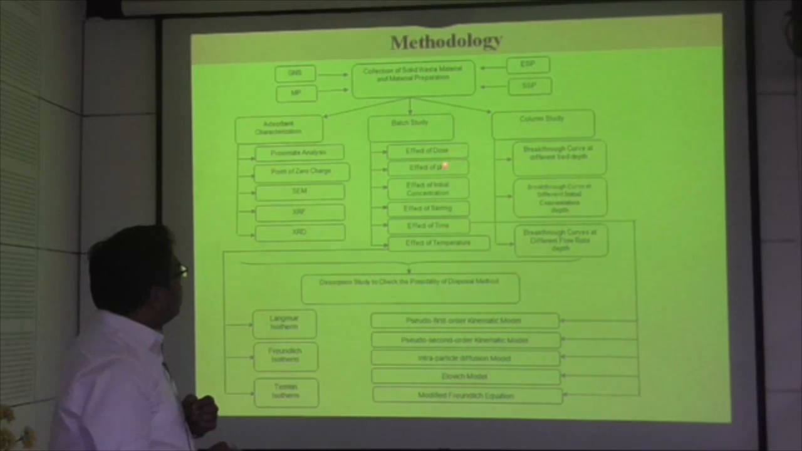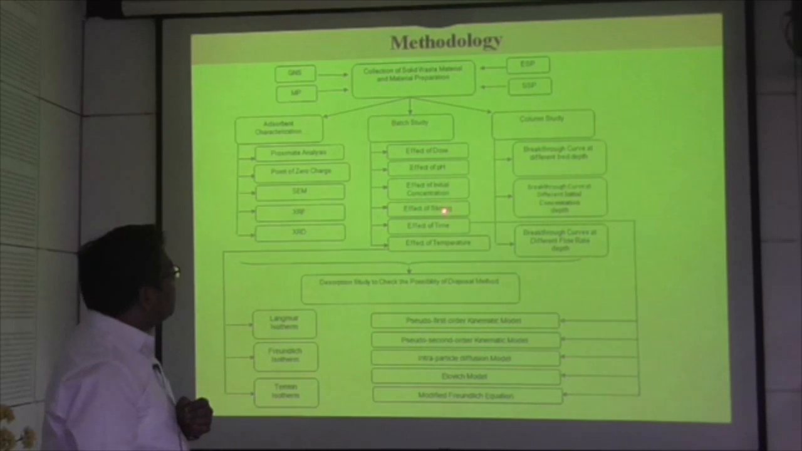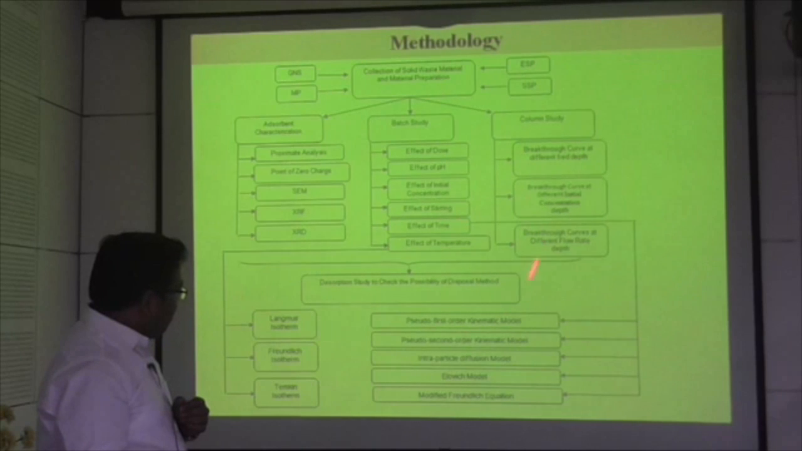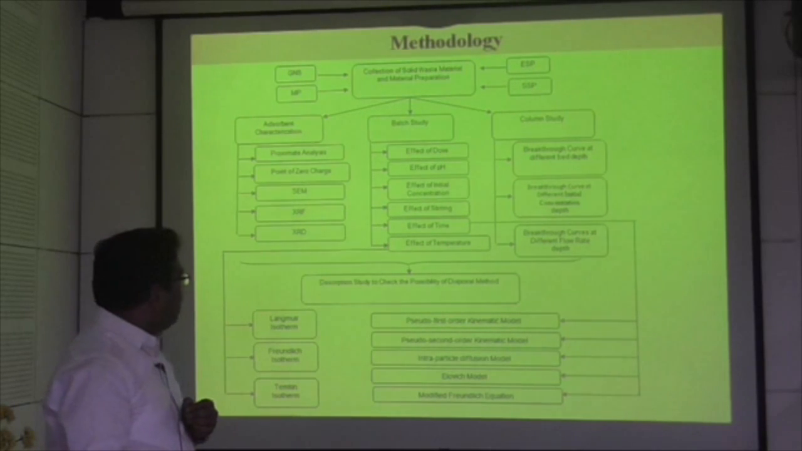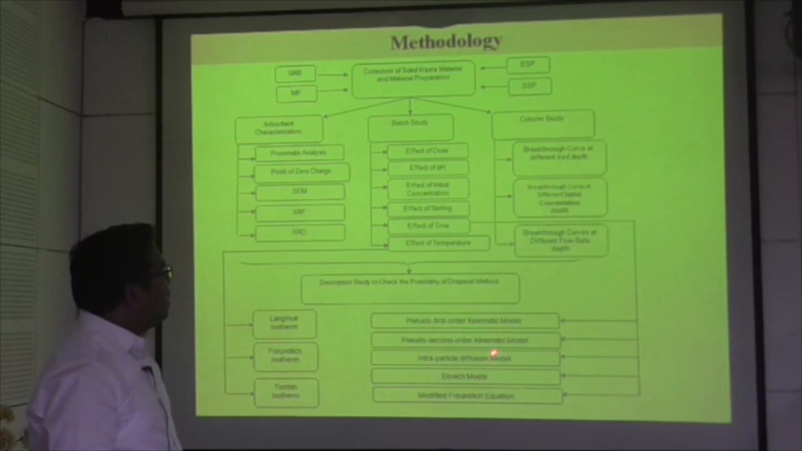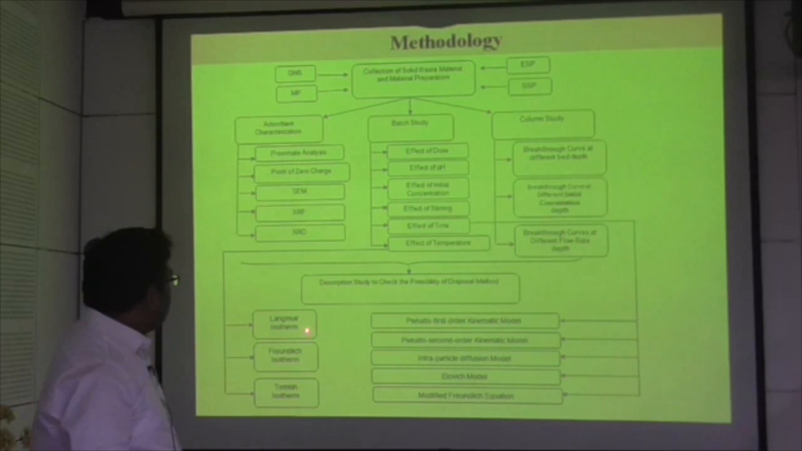Then in batch study: effect of dose, effect of pH, effect of initial concentration, effect of stirring, we can say agitation, effect of time, effect of temperature. In column study: breakthrough curve at different bed depth, at different initial concentration, and at different flow rate. Once we have done this, then we have gone for the disposal method. Then we have studied 3 equilibrium isotherms and 5 kinetic models. In equilibrium, the Langmuir isotherm, Freundlich isotherm, and Temkin. In kinetics: pseudo first order model, pseudo second order model, interparticle diffusion model, Elovich model, as well as modified Freundlich equations.